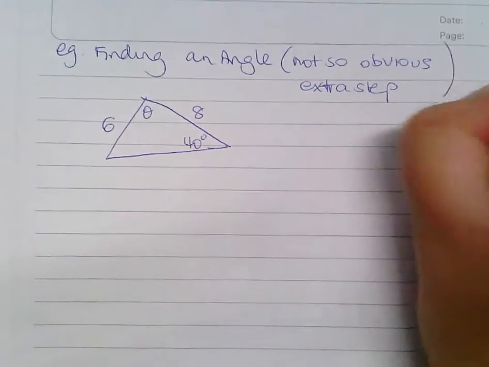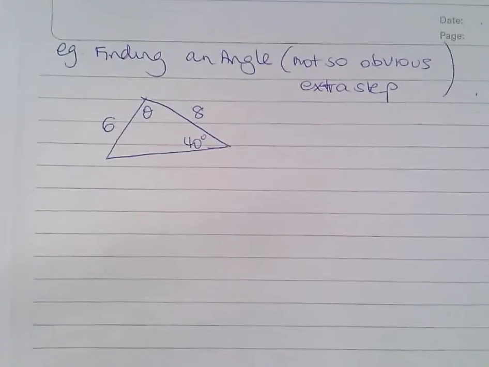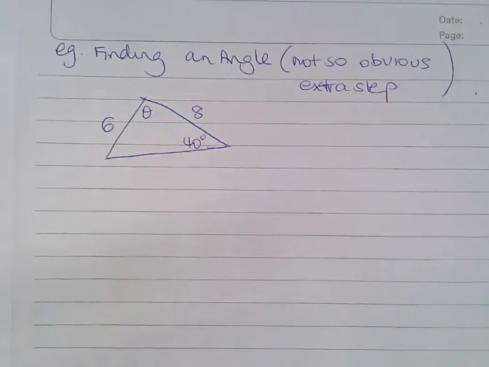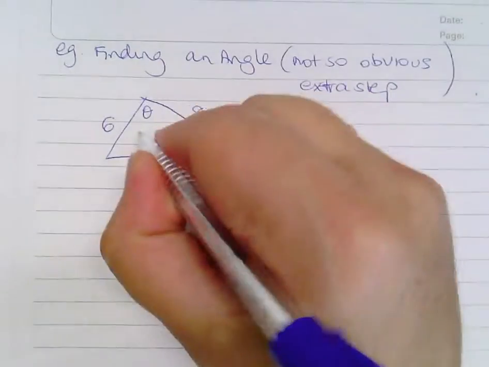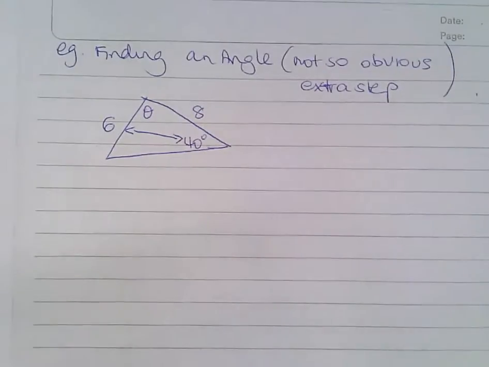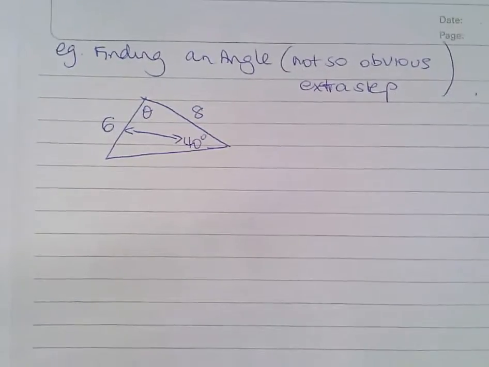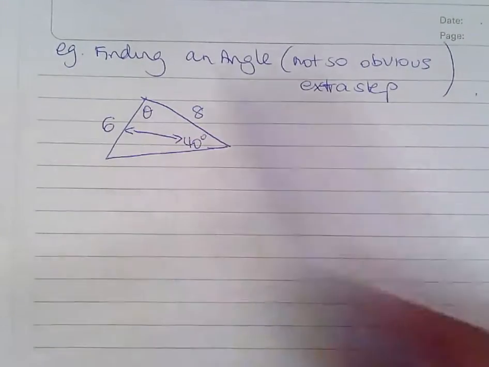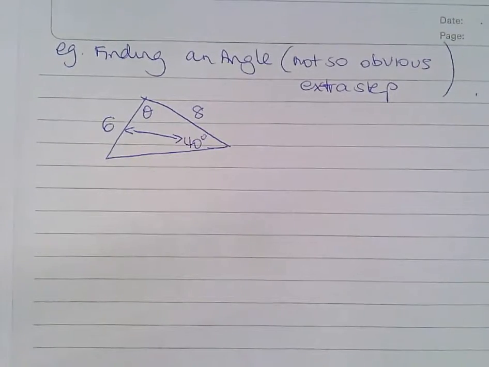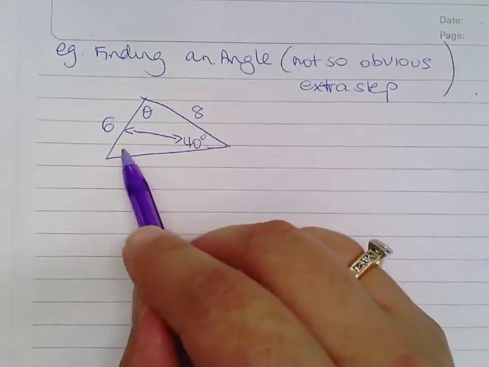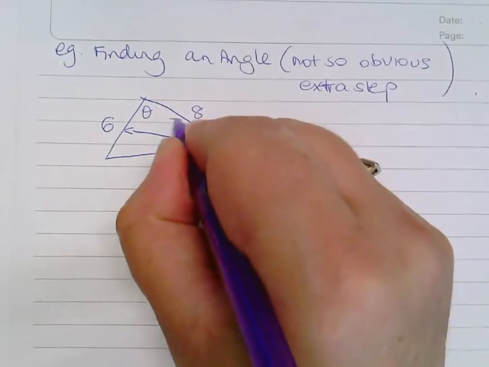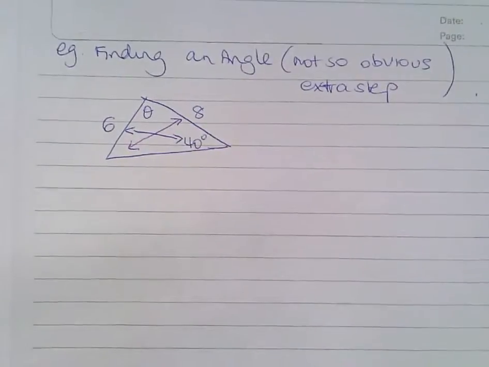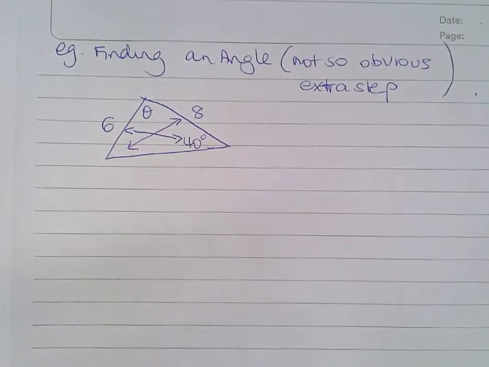Okay, girls, this one's not so obvious again. Extra step needed. Find this angle. So what we do is we do our pairs. I've got one pair here. I can't find this angle, but which angle could I find? That's a definite pair. Which angle could I find? I know this one. Can I find this angle? Girls, when I use sine rule, there should be 3 knowns and 1 unknown.